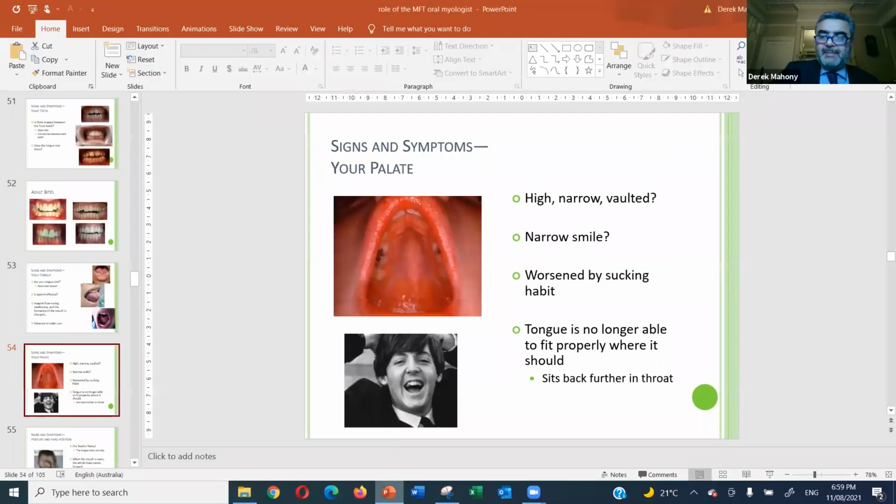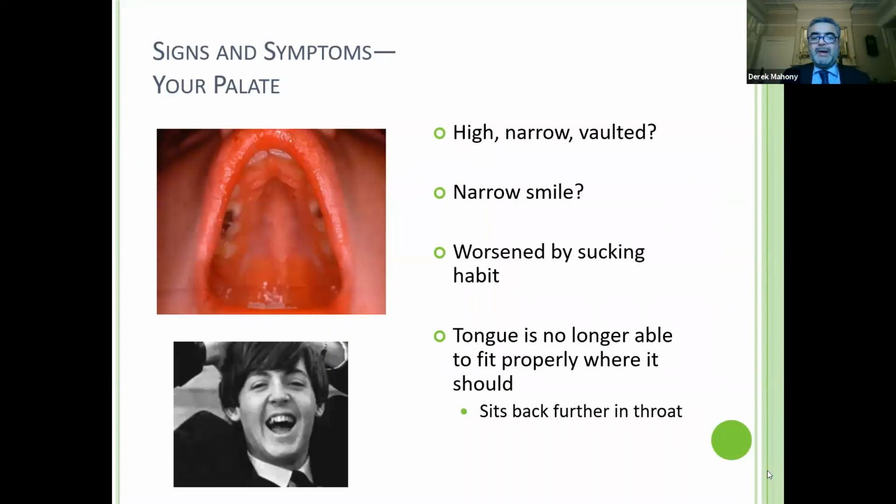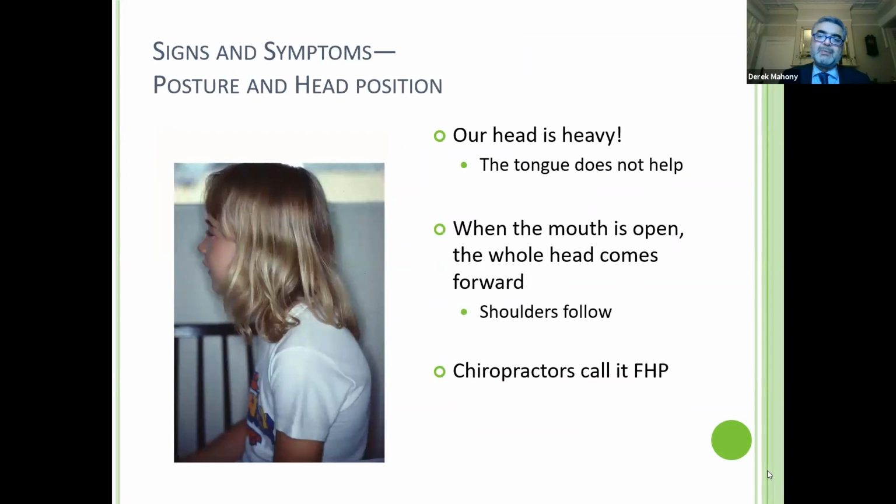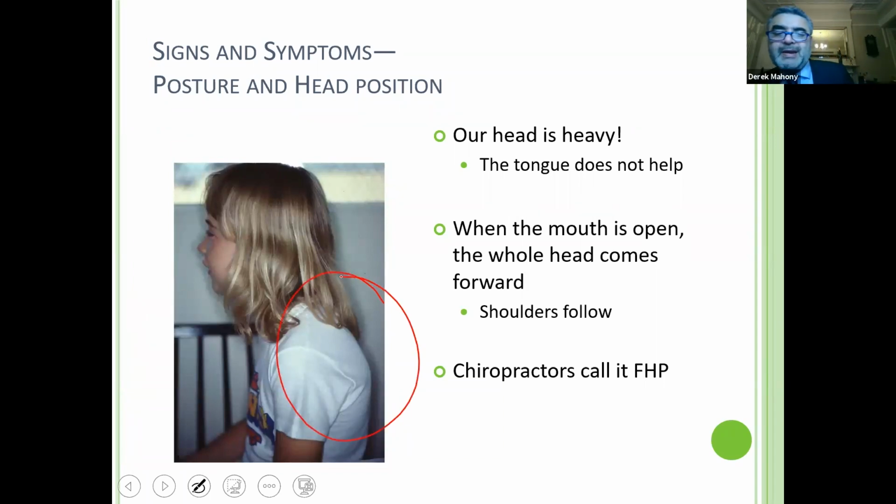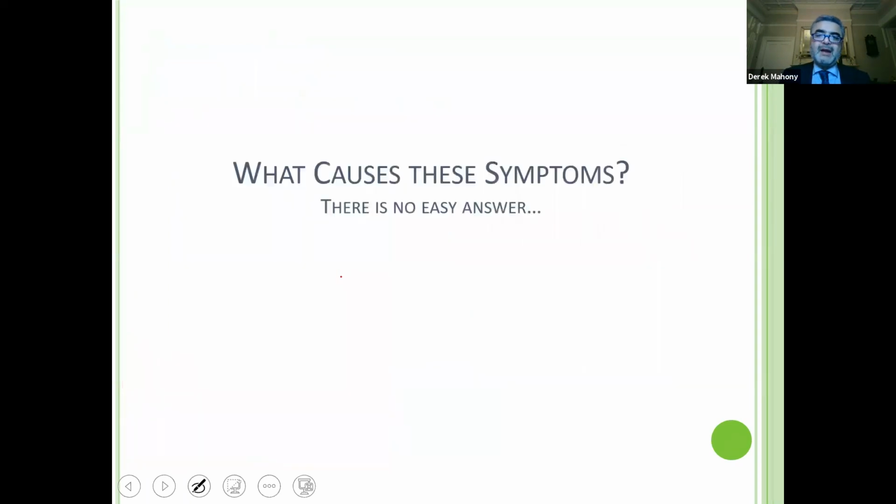All right, so getting back to where we are, if the tongue is no longer able to fit properly where it should, where's it going to go? Further back in the throat. And that's where we start getting the sleep problems. So this is a kid who has nasal obstruction problems. She has very large adenoids. She brings her head forward to help open up her airway. And of course, she's then going to get some problems where she'll probably be seeing a chiropractor for lower back pain, et cetera. So look out for that.